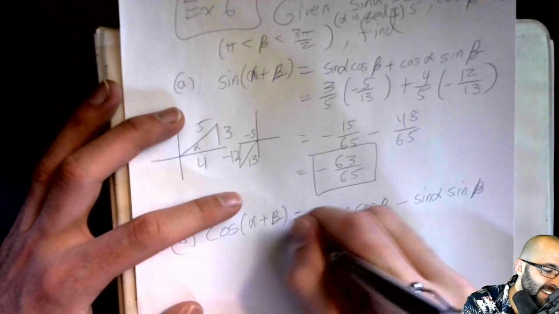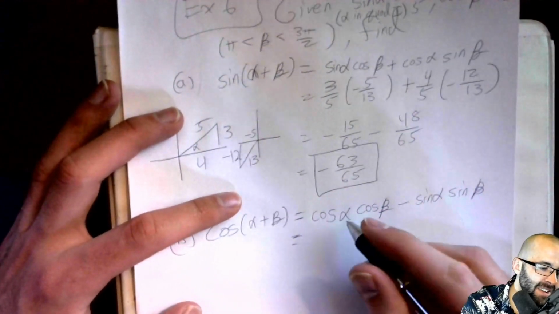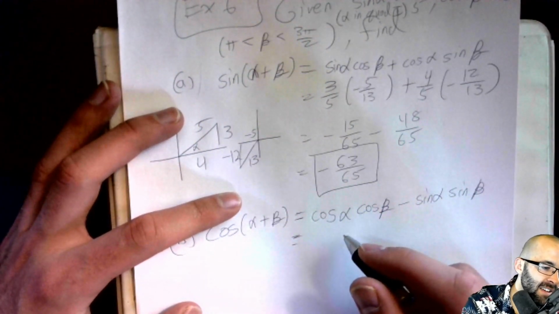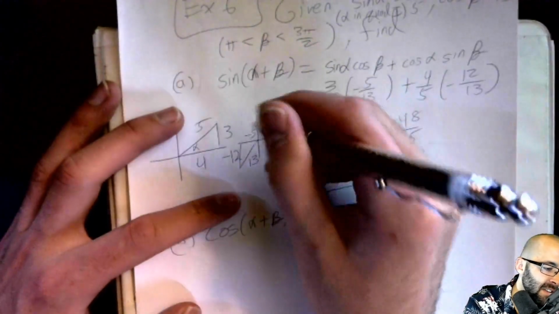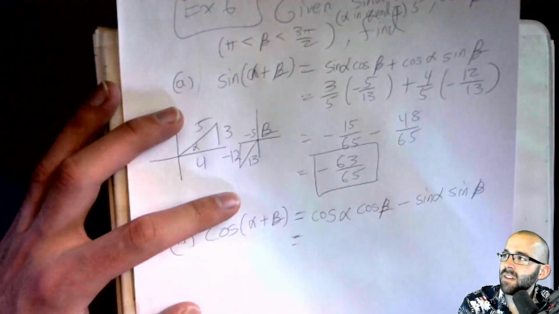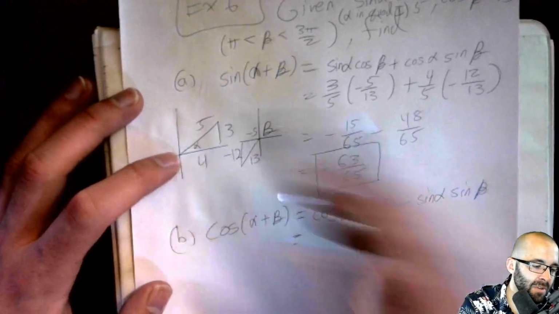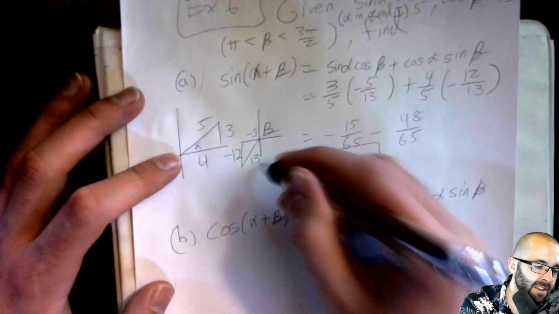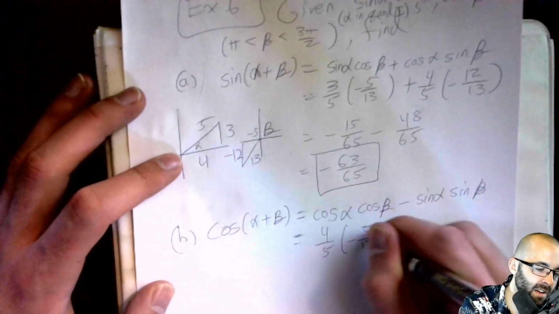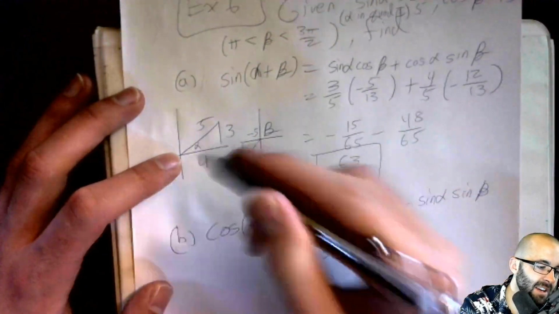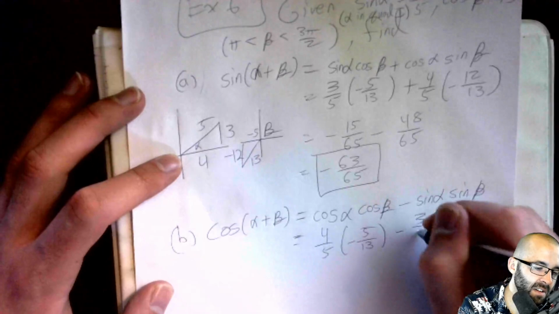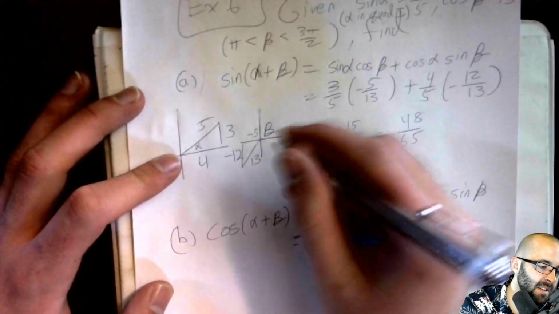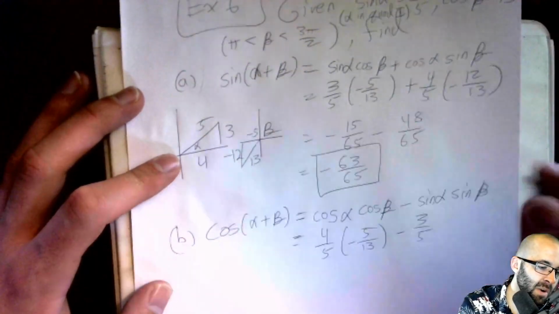And here's where things get really juicy and you're going to feel so relieved, is that we already know all this stuff. Cosine of alpha, oh, I need to label this one. This is beta. Cosine of alpha, we said was 4/5. Times the cosine of beta, which we said was negative 5/13. That one was given. Minus the sine of alpha, 3/5, times the sine of beta, negative 12/13.